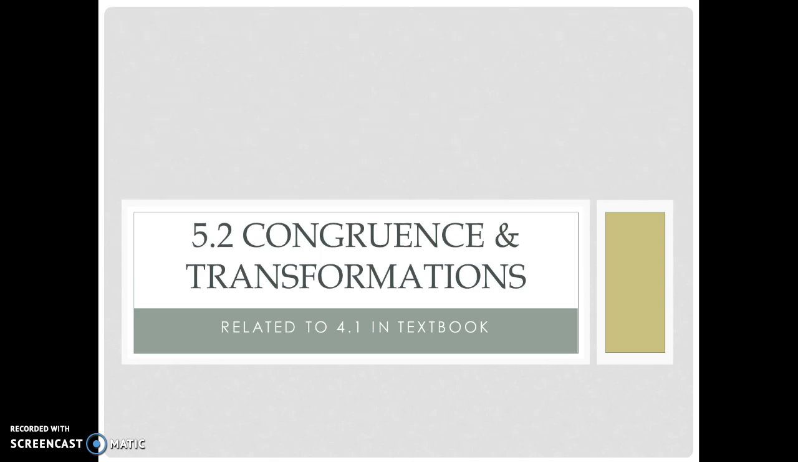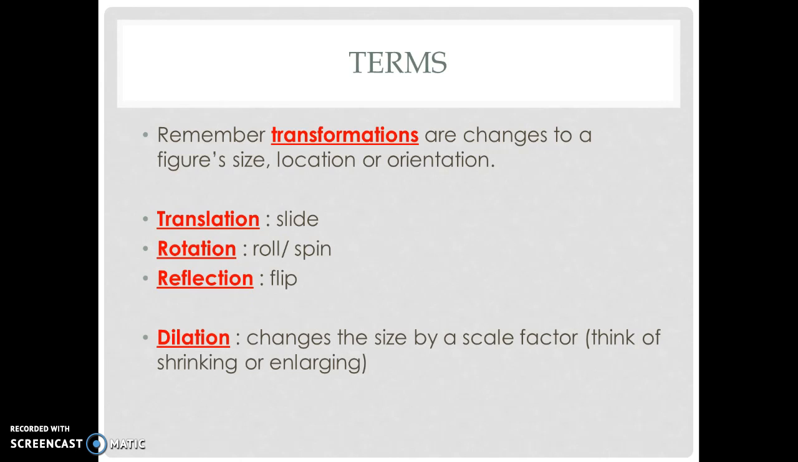Today we are going to be discussing transformations and which transformations lead to congruence and which ones do not. Keep in mind that a transformation is any change to a figure's size, location, or orientation. Three of them that we have spoken about already are a translation, which is thinking about sliding an object up, down, left, or right, a rotation, which you can think about spinning or rolling the object, and a reflection, where you can think about flipping it over a line of reflection.